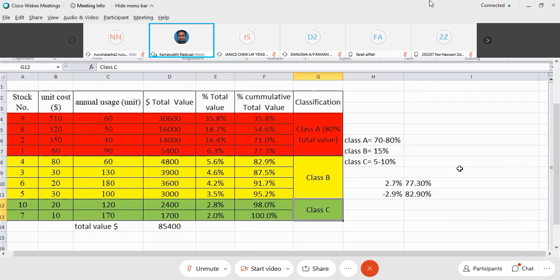And one of the techniques or models that we can use to monitor the class A item is the EOQ model, kan? Ingat tak lagi model EOQ macam mana? Ingat tak model EOQ? Economic order quantity. How do we decide when to order under the EOQ model, economic order quantity model?